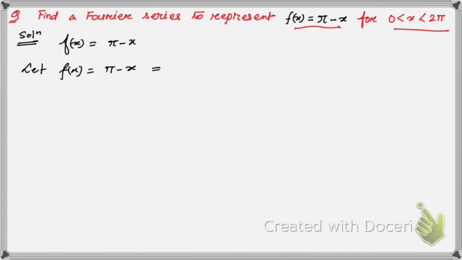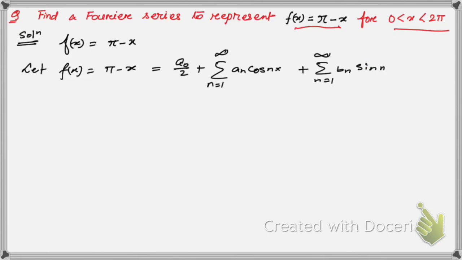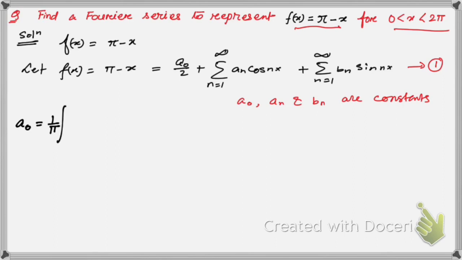And we know the Fourier series is of the form a naught by 2 plus summation n equal to 1 to infinity a n cos nx plus summation n equal to 1 to infinity b n sin nx, where a naught, a n, b n are constants. Let it be equation number 1. So how to find a naught? We have already discussed that in the previous lecture. a naught is given by 1 by pi integration from 0 to 2 pi f of x dx. That's how we can find a naught.